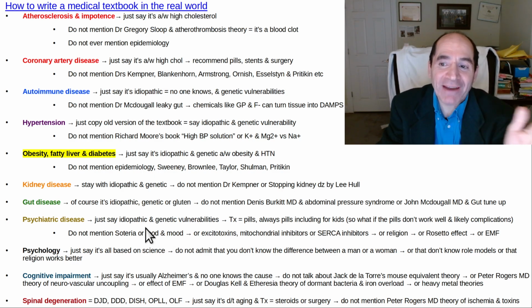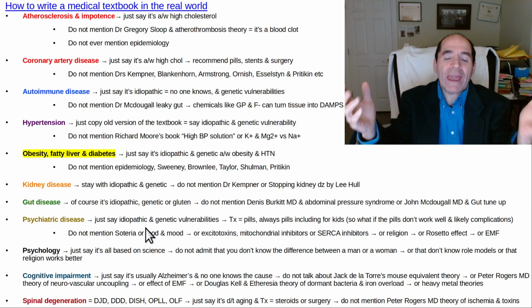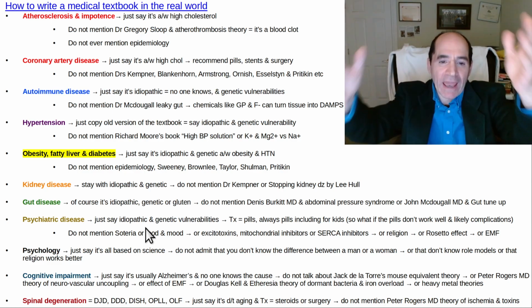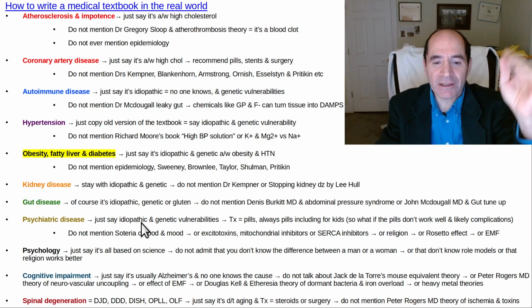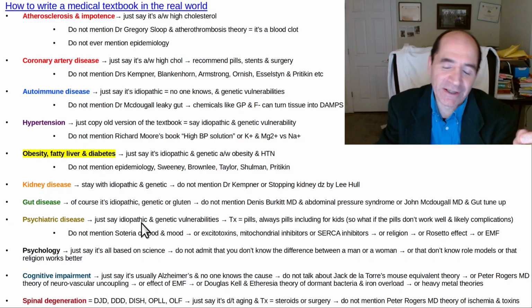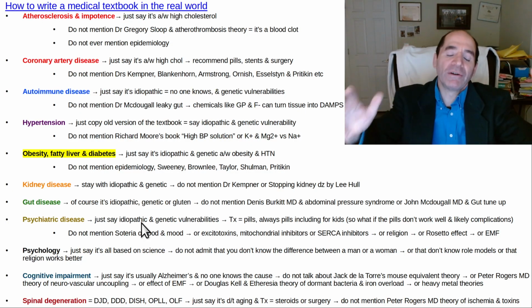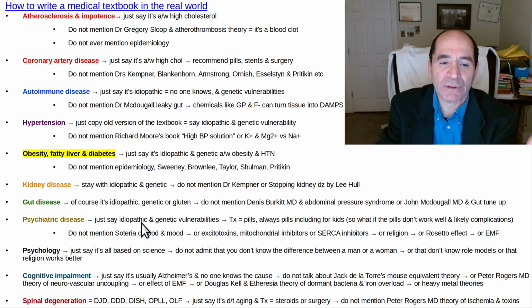I mean, it's like this for everything. That's what I mean. It's a joke. Any idiot could just write every single disease is idiopathic. When it's idiopathic, the doctor's an idiot. The patient's pathetic. Unknown cause. Genetic vulnerabilities. Therefore, no one knows, you've got to take our pill. It's always the same bullshit, okay?